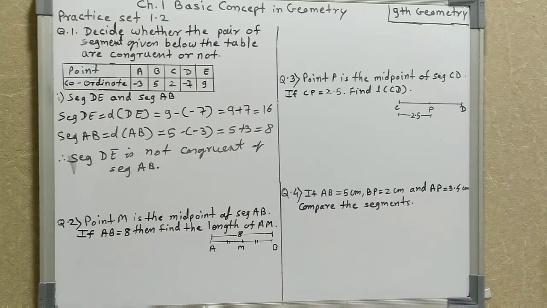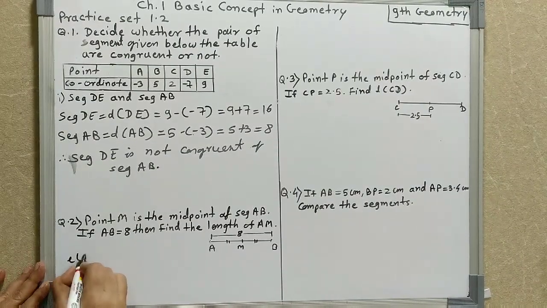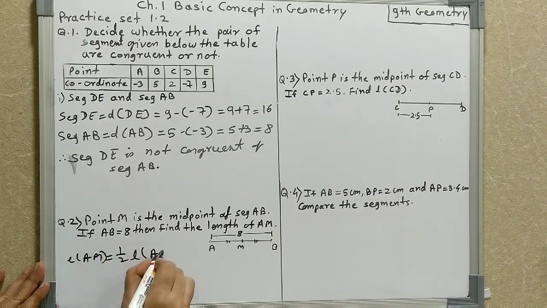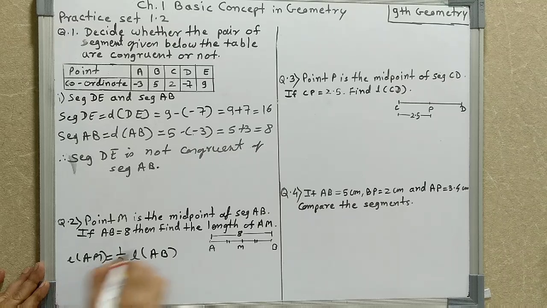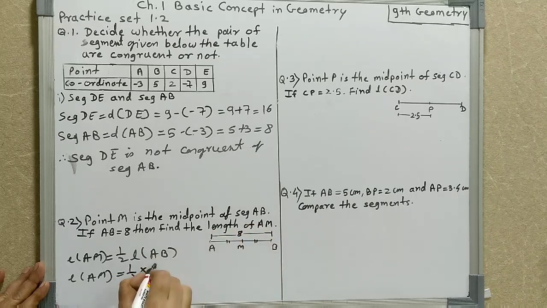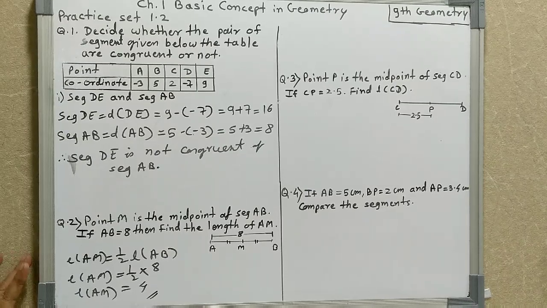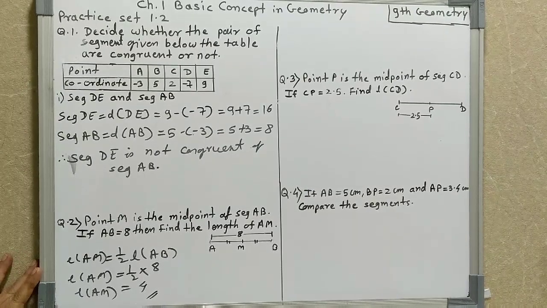Now here the length of AM is equal to half the length of AB. So first find out the length of AM, half. What is the length of AB? That is 8. So 8 divided by 2, that is 4. So length of AM is equal to 4. This is the second question. Now we see the next question, third.